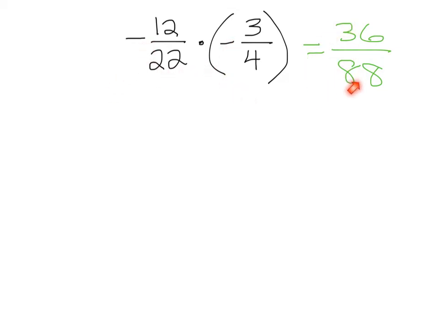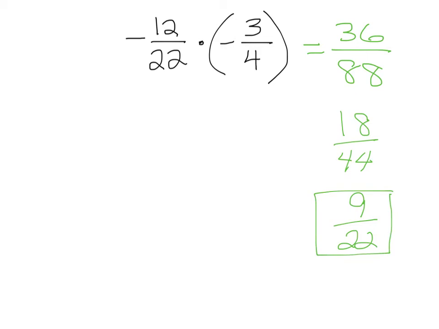Now, 36 over 88, we would have to reduce. So we would cut each in half because they're both divisible by 2, because they're both even. That'd be 18 over 44. And cut them in half again, we get 9 over 22. That would be your final answer. There's nothing wrong with doing the problem like this. But there's something else called cross-canceling that you can do, which will avoid all of this reducing at the end.